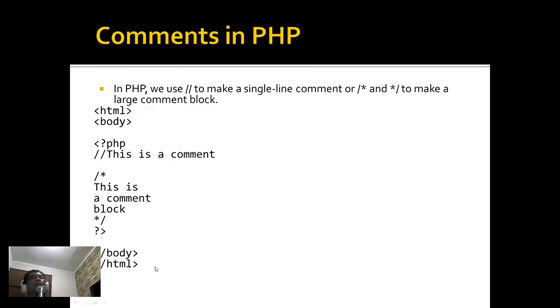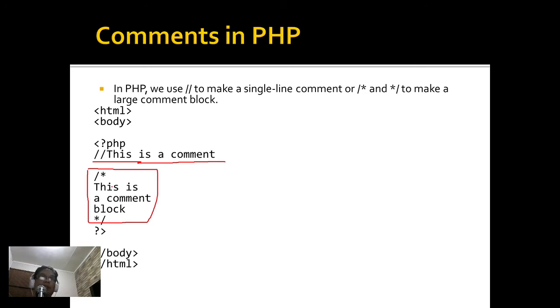So, comments in PHP. In PHP we use the double slash to make a single line comment, or the slash asterisk and asterisk slash to make a large comment block. In this example code, here we have an example of a single line comment, and here we have an example of a block comment. It begins here and ends here. Anything you place inside will be considered a comment in PHP.